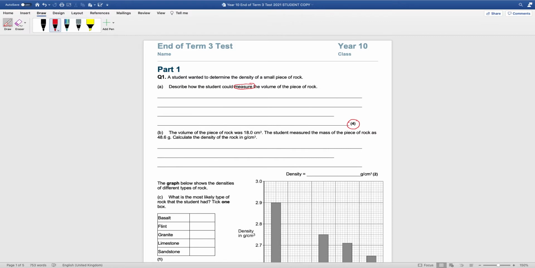Why a piece of rock? Because it's an irregular shaped object. So key points in this: you will fill a Eureka can until it stops dripping. You will carefully lower your rock on thin thread.